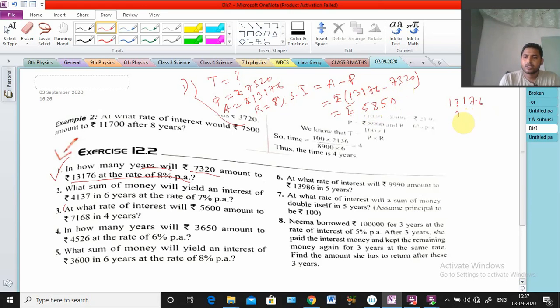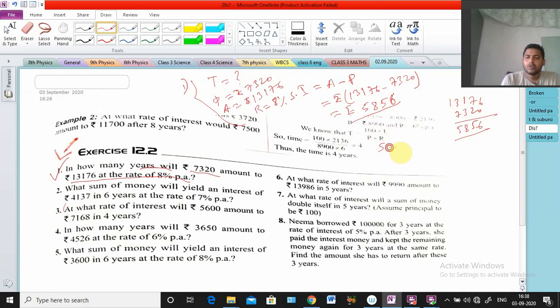I'm just writing that subtraction here. 13,176 and 7,320. 6, 7 minus 2, 5. 1 minus 3 not possible. 11 minus 3, 8. And here 2, 12 minus 7, 5. 5, 8, 5, 6. Yes, this one will be 6 because 6 minus 0, 6. 5,856. Okay, so now put the values.